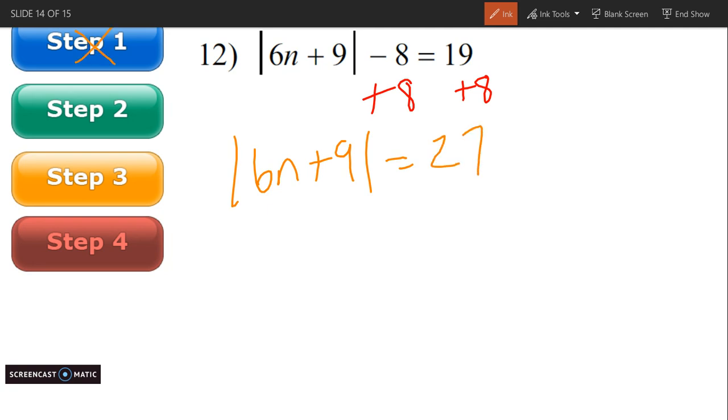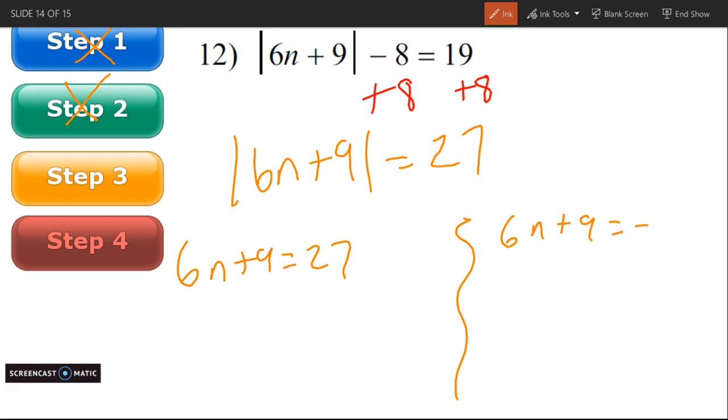Step 1, complete. Get absolute value by itself. Step 2, is it possible? We've got a positive number on the right side and we're good to go there. Step 3, two equations. 6n plus 9 equals 27. 6n plus 9 equals -27, okay? That second equation, you're making it negative on the right side.